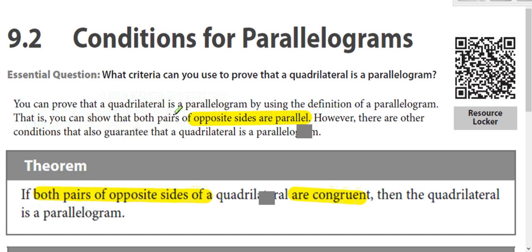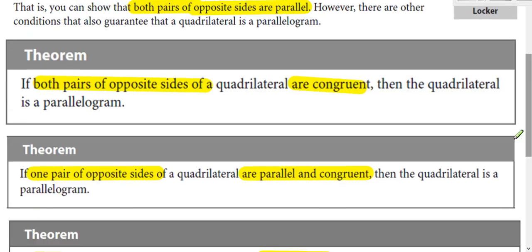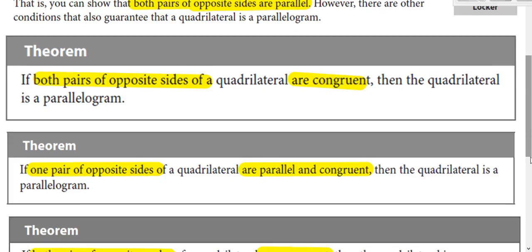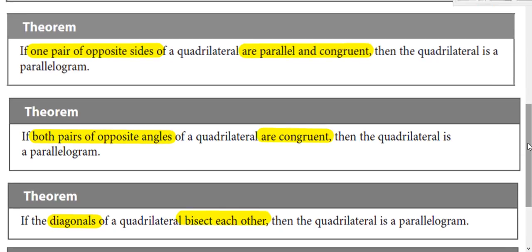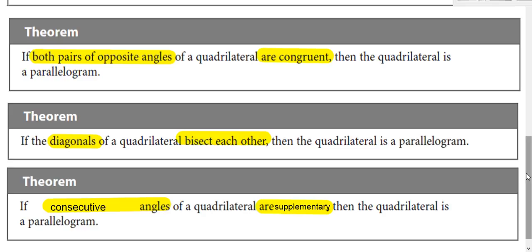So both pairs of opposite sides are parallel. Both pairs of opposite sides are congruent. One pair of opposite sides is both parallel and congruent. Opposite angles are congruent. Diagonals bisect each other, or consecutive angles are supplementary. If you have any of those facts about the shape, then it's a parallelogram.